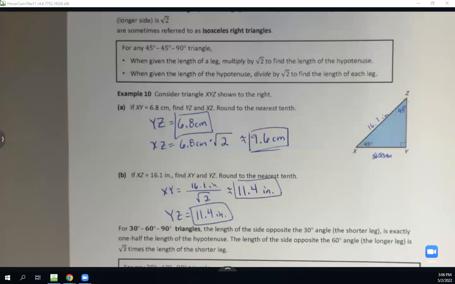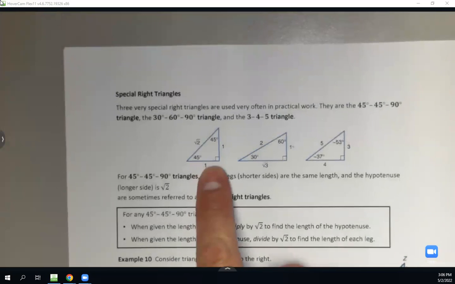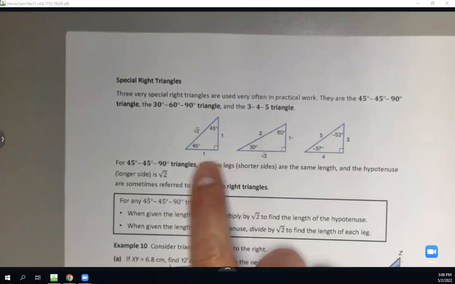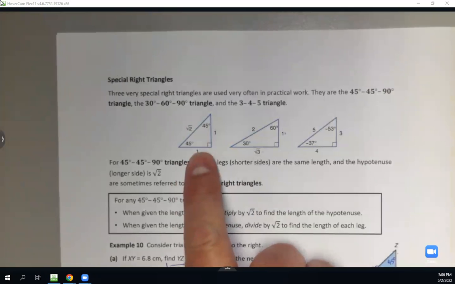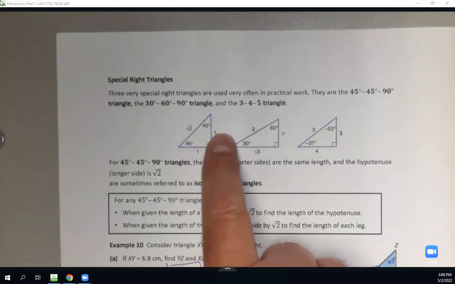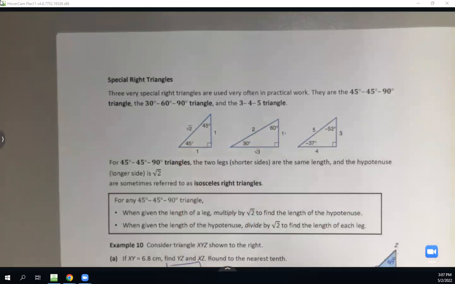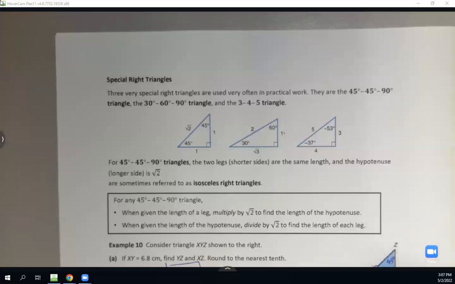So again, the key here is to figure it out. You can use the fact that 45, 45, 90 degree triangles always work that way. The two sides, or the two legs, are the same length, and then the hypotenuse is the square root of 2 times that length. Okay, does that make sense?